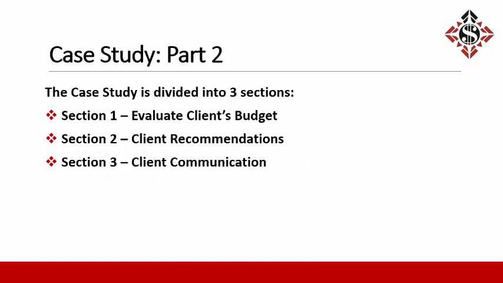So let's go over what makes up Case Study Part 2. As you can see, it's divided into 3 different sections. In Section 1, you will assess your client's budget that they have provided to you. Based on the information, you will need to review their current debts and how they were prioritized by your clients in comparison to what they should be and explain why they may or may not be different.